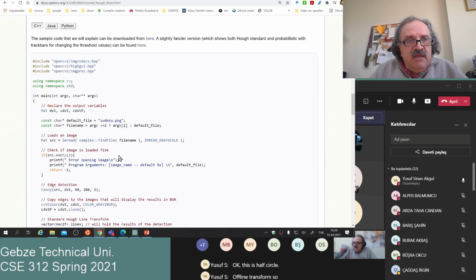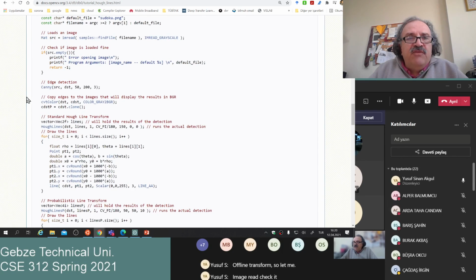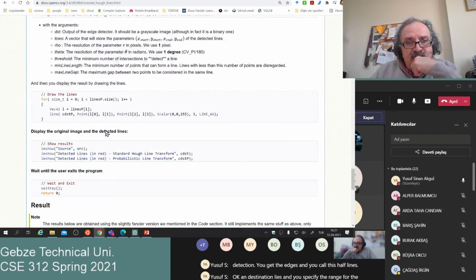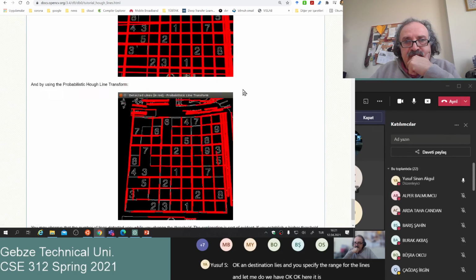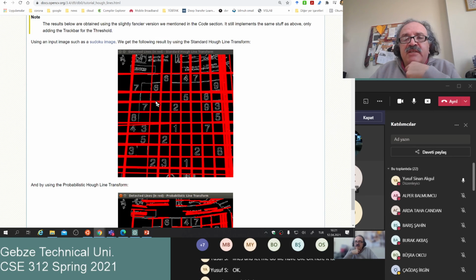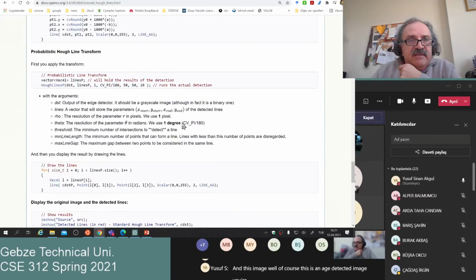So let me do image read, and check it with Canny. It first does the Canny edge detection. You get the edges and you call this HoughLines, okay? And destination lines, and you specify the range for the lines. Okay, here it is. And this image, of course, is an edge detected image. You find the results with the Hough lines.